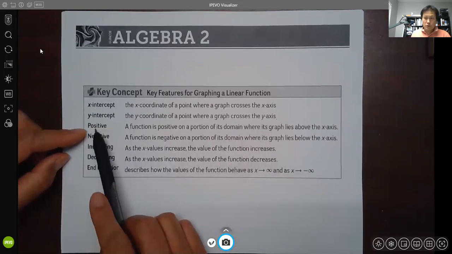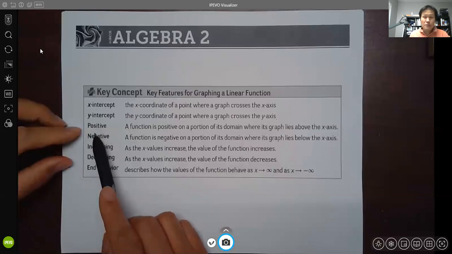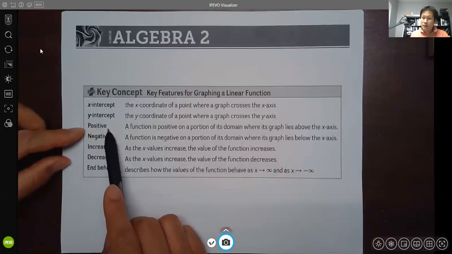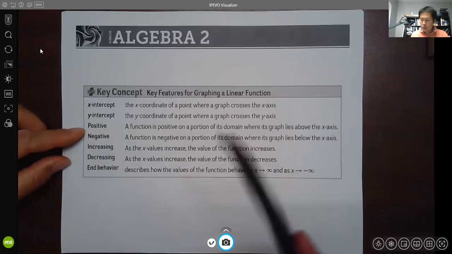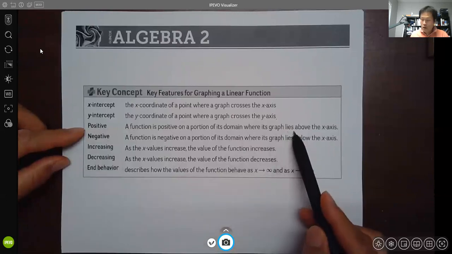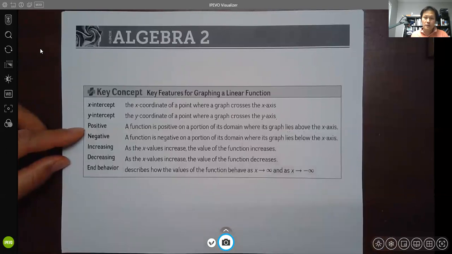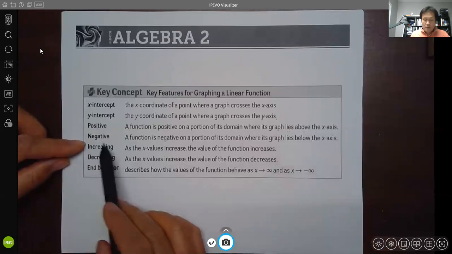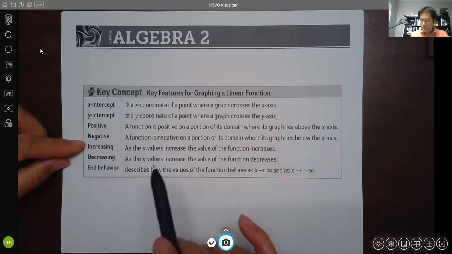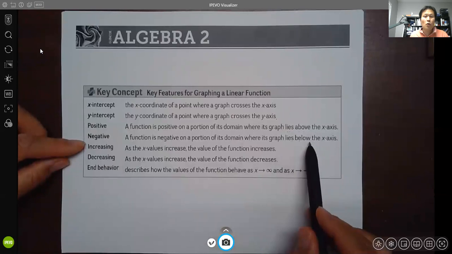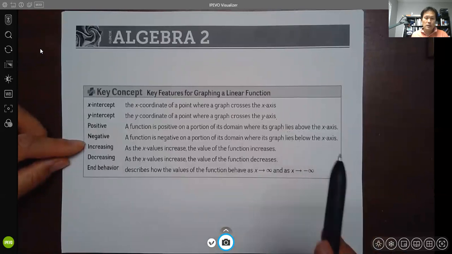What does it mean, function being positive? Any portion of the graph above the x-axis means y is positive. What does it mean a function is negative? Any portion of the graph which is below the x-axis is the negative function.